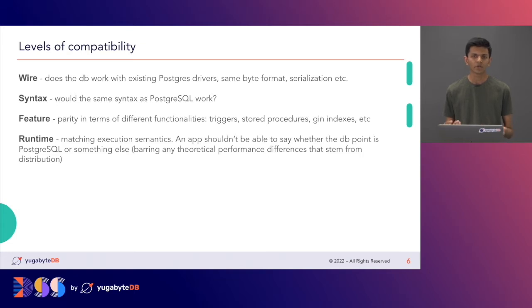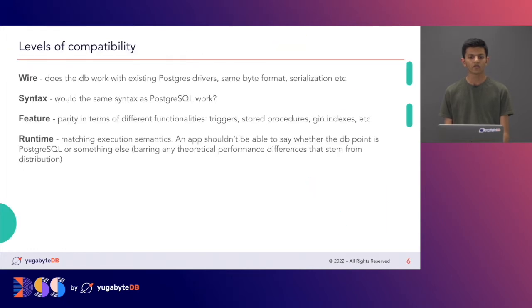Now then comes feature compatibility, right? So do you support triggers, stored procedures, things like that? And then finally there's runtime compatibility, which is do you match the exact execution semantics? So if a user were to use your distributed database and, separately, Postgres, would they be able to find any difference at all, right? Now we'll focus on transactional compatibility, and it touches the latter two facets, which is feature compatibility and runtime compatibility in a way.